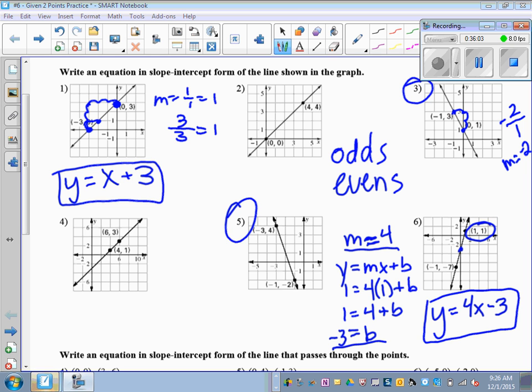What is my y-intercept? 1. It crosses your y-axis at 1. So my y-intercept is 1. That's all we need for my equation. So I can write out my equation. y equals mx, negative 2x, plus b, plus 1. That's it.